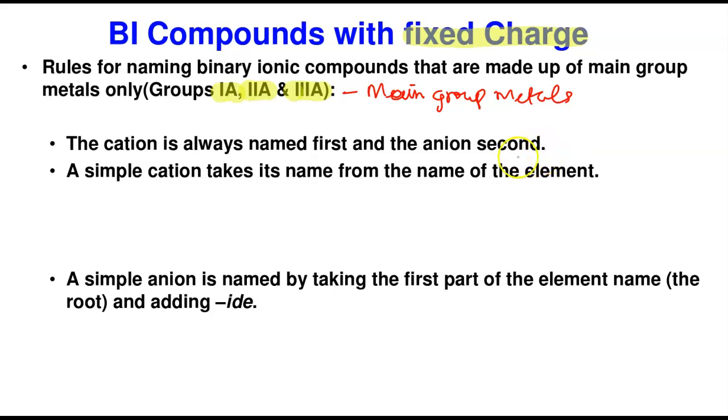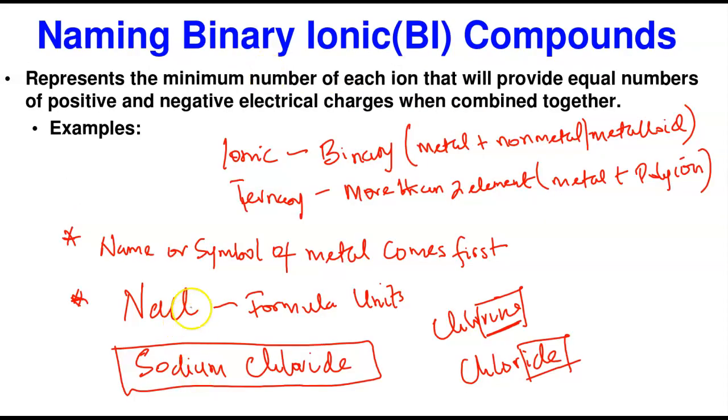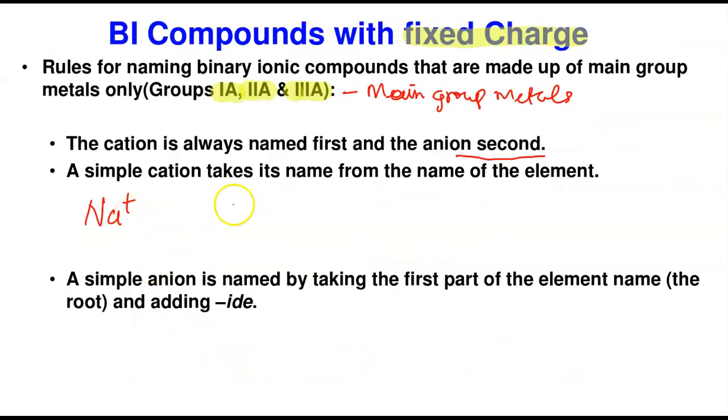Now, the name of the cation always comes first, and the name of the anion will come second. Remember the one I told you earlier. Of course, there are two ions that make this up. In the previous illustration I had here, you have sodium and chloride. Now you're going to name the sodium differently, and then you're going to name the chloride differently.